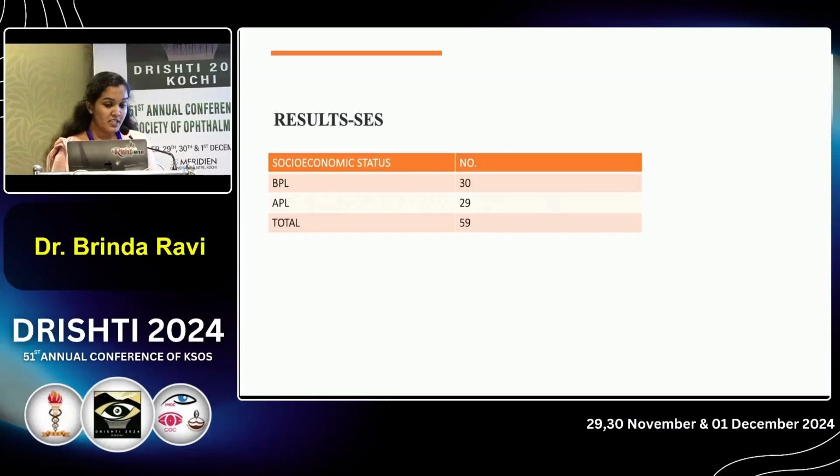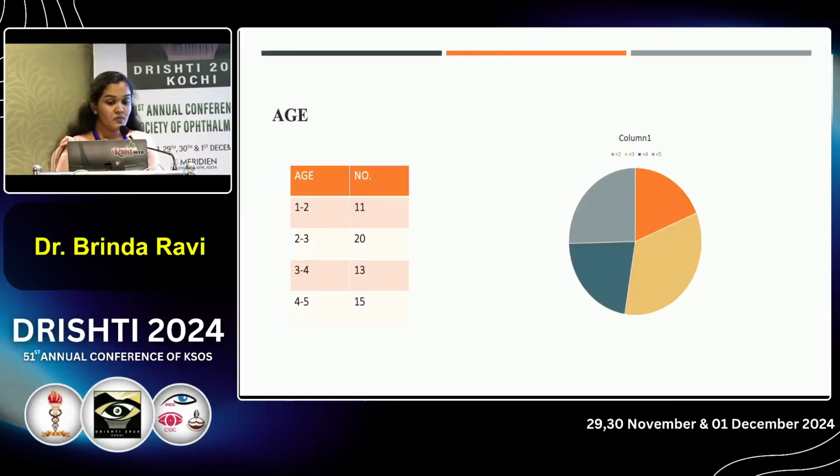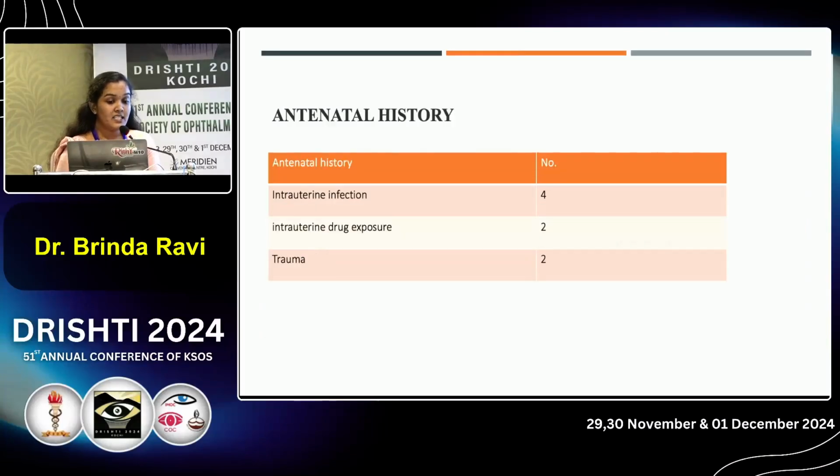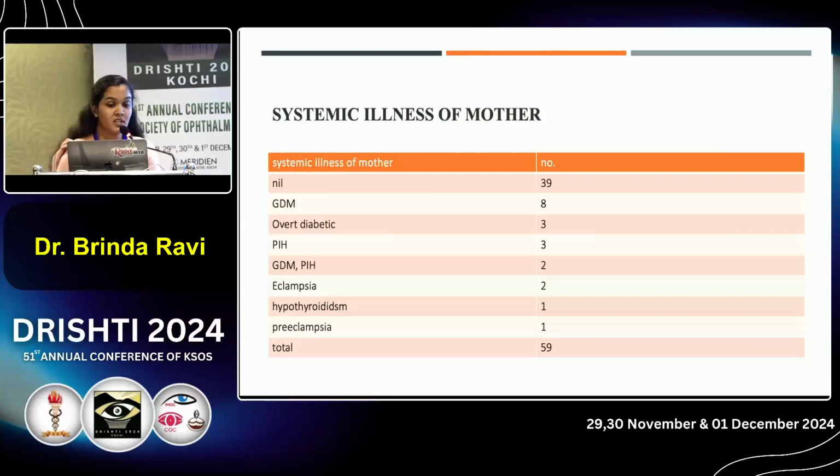Results: there was no significant difference in the number of children in the socioeconomic status. Age group 2 to 3 years old children were the most common among our study group. Etiology: postnatal hypoxia was the most common cause, followed by perinatal hypoxia, seizures, preterm birth, hypoglycemia, infections, and hydrocephalus. Antenatal history: a few of the mothers had intrauterine infection, intrauterine drug exposure, and trauma.